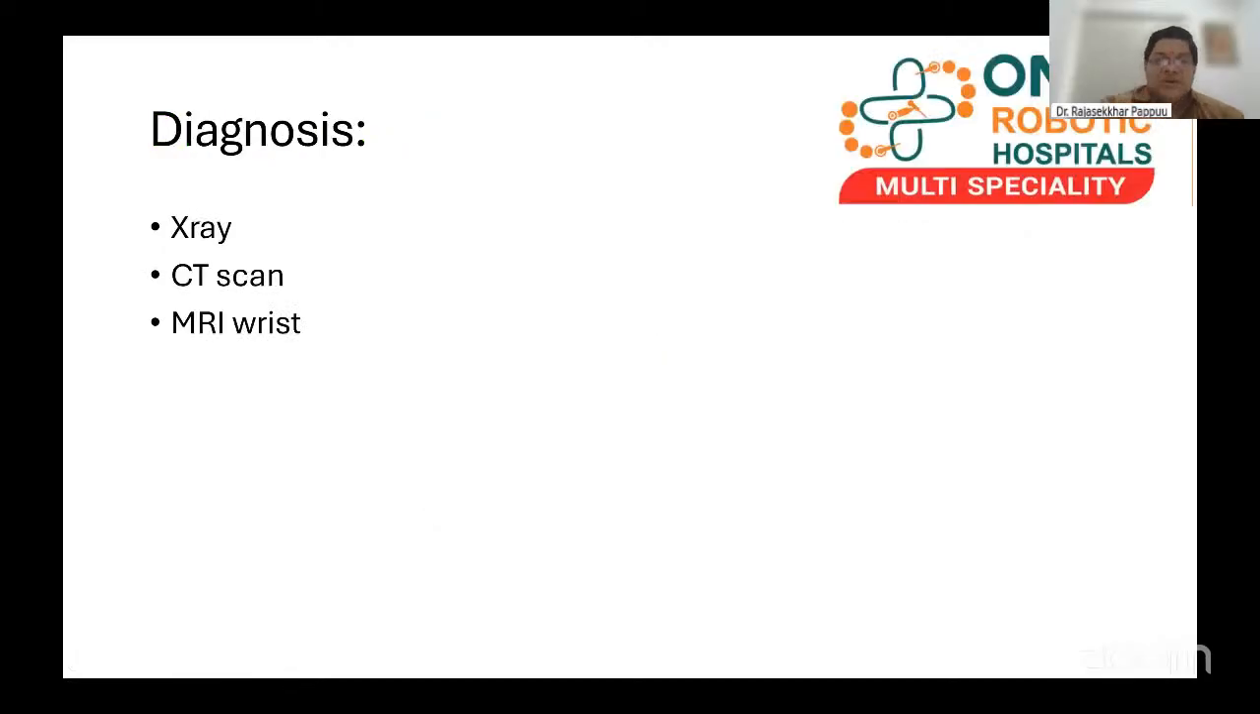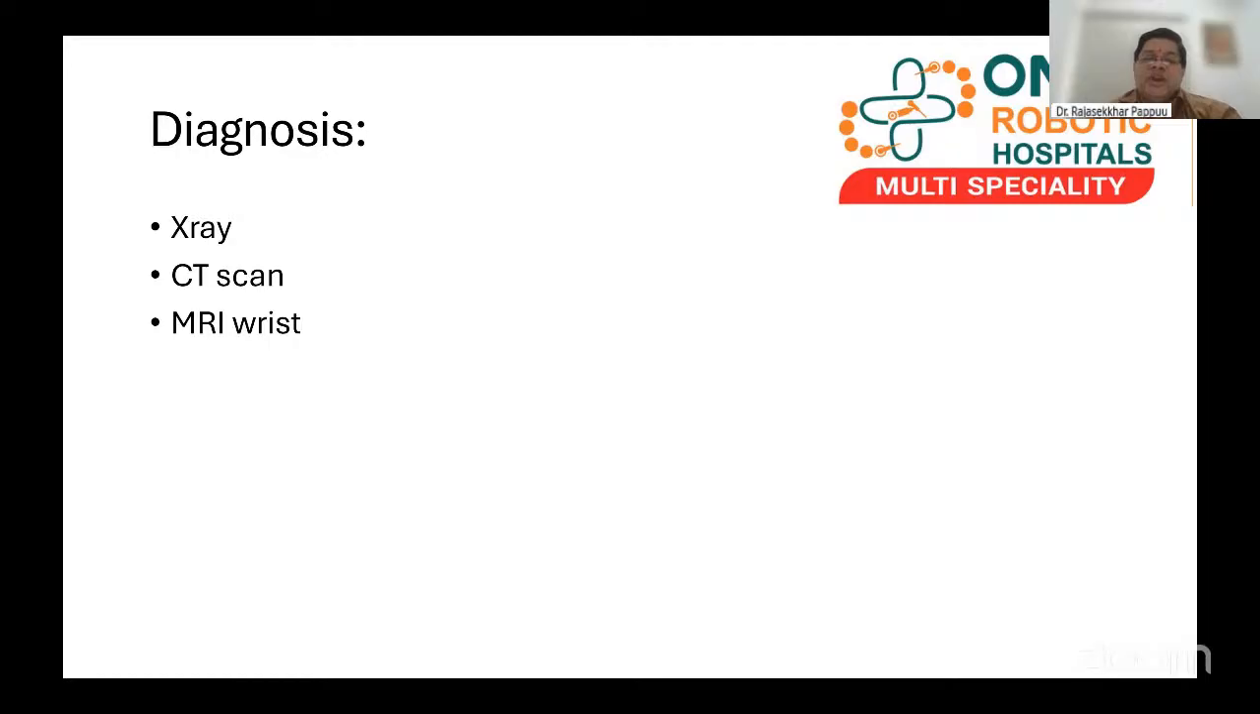So how do you diagnose this? X-ray is the most commonly used modality. Other than that, you can also use CT scan and MRI of the wrist. MRI of the wrist is very helpful in neglected cases where they have malunion of the distal radius or malunion of the ulnar head or distal ulnar fractures.